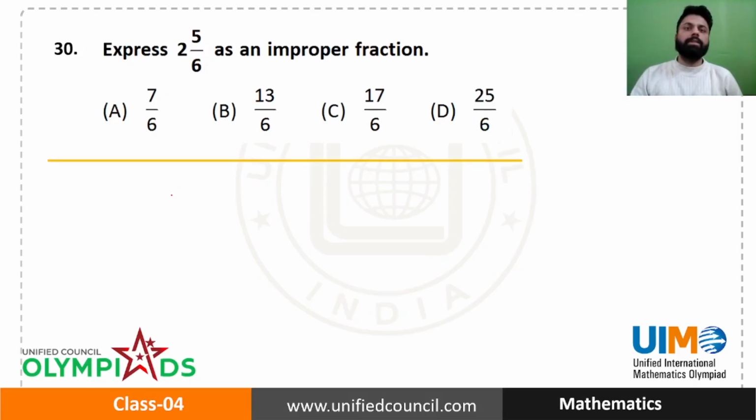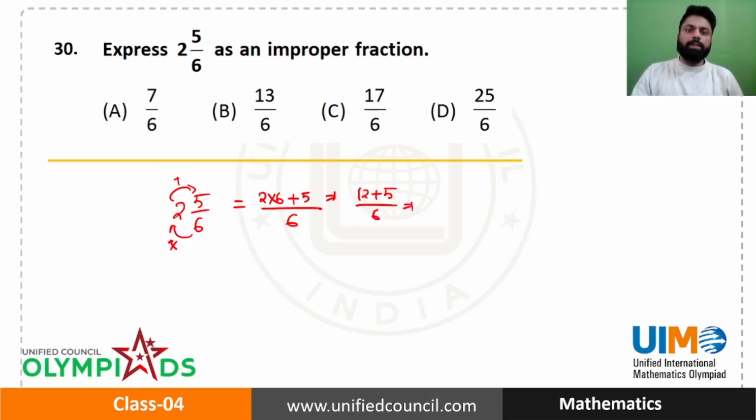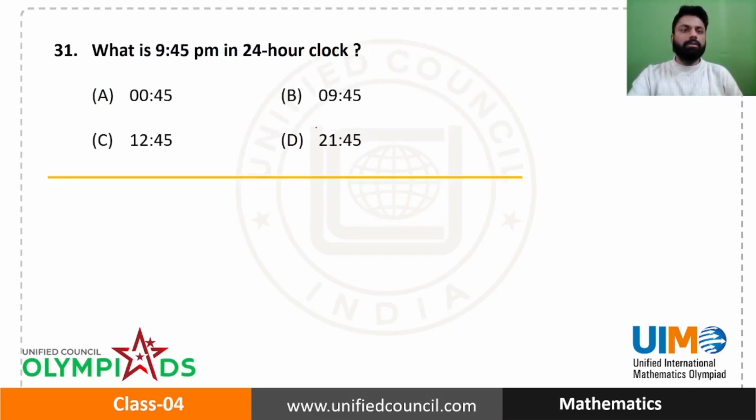Express 2 5 upon 6 as an improper fraction. 2 5 upon 6. So first multiply, then add. Denominator is as it is. 2 multiplied by 6 plus 5. This is 12 plus 5 upon 6. 17 upon 6. C option.